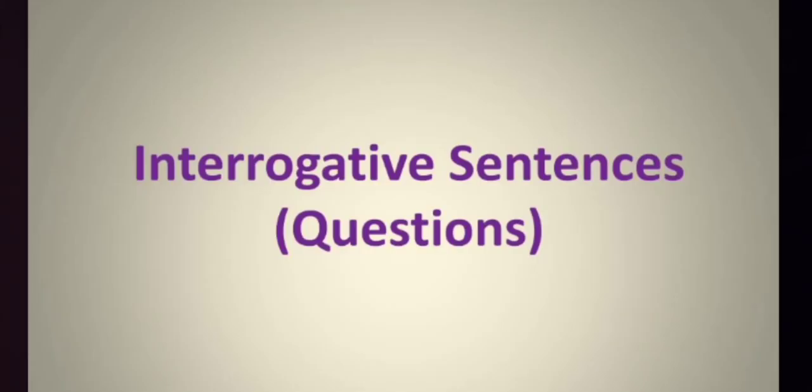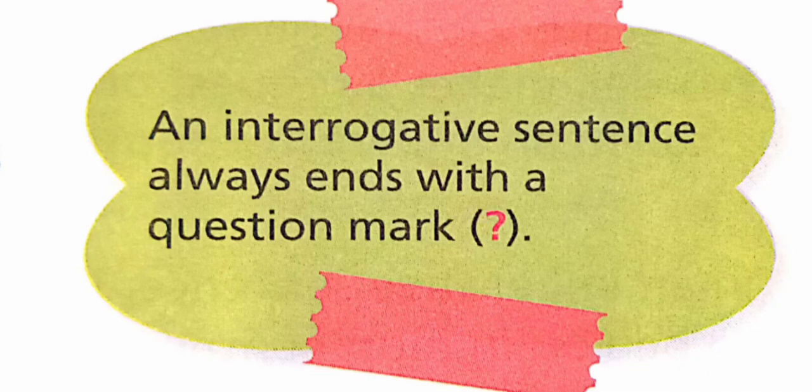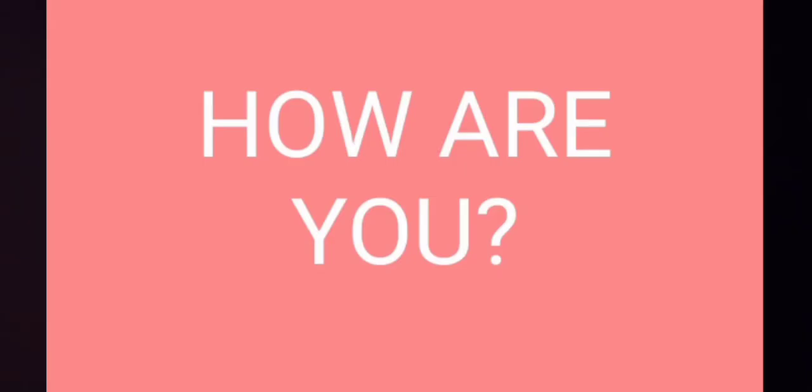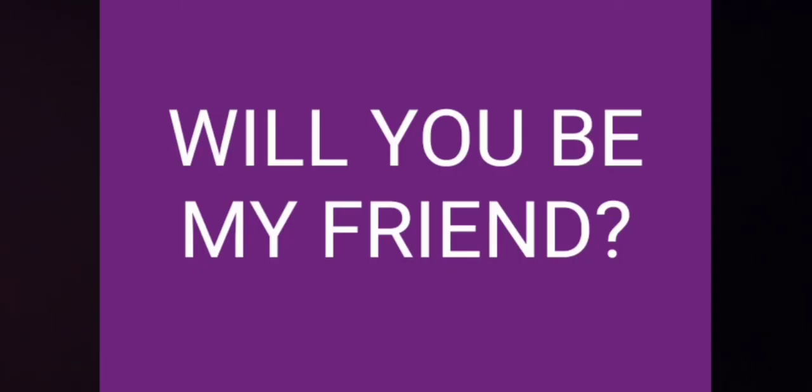Let's look into the next kind: interrogative sentences. Interrogative sentences are used to ask a question and end with a question mark. Where, what, when, how, who. For example, who are you? Where is my book? How are you? Will you be my friend?